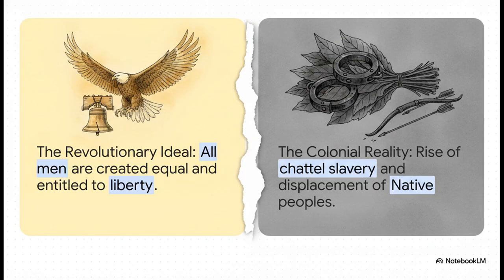On top of that, the expansion of English settlements led to devastating warfare and the violent displacement of native peoples like the Powhatan Confederacy. So, while the founders championed freedom from tyranny, those high ideals tragically fell short for enslaved Africans and indigenous populations during that exact same period.